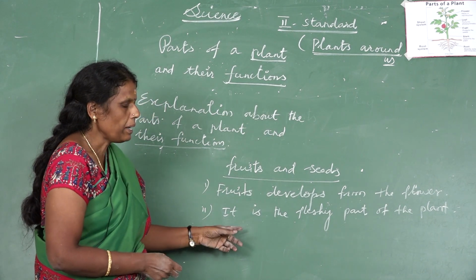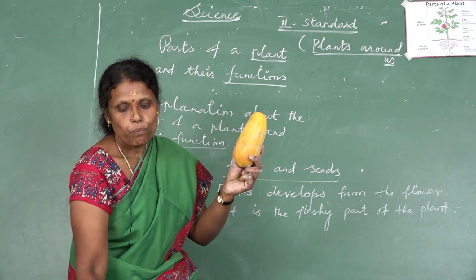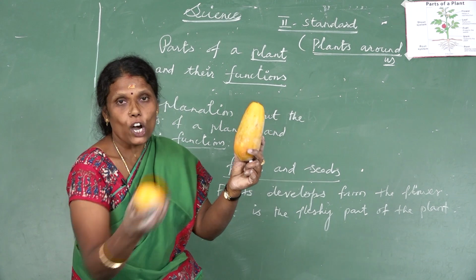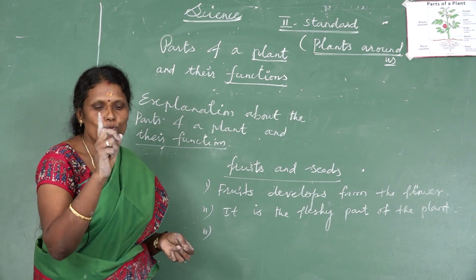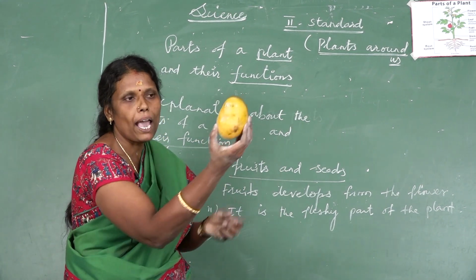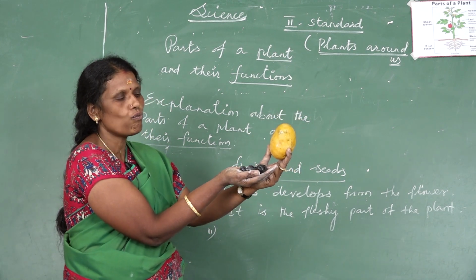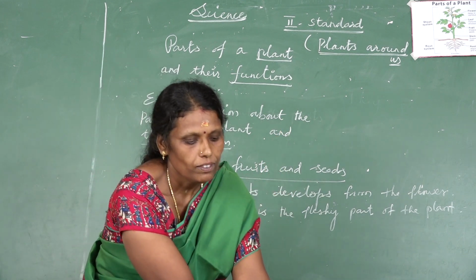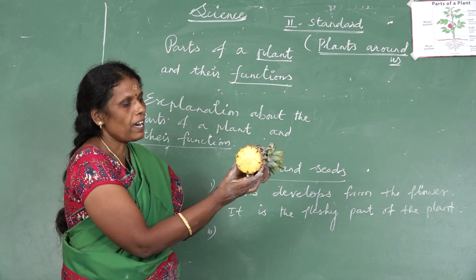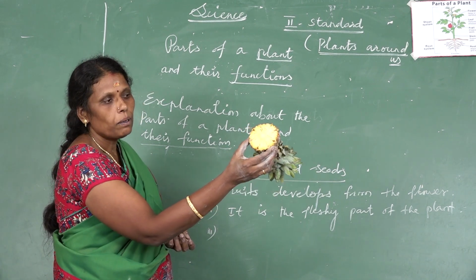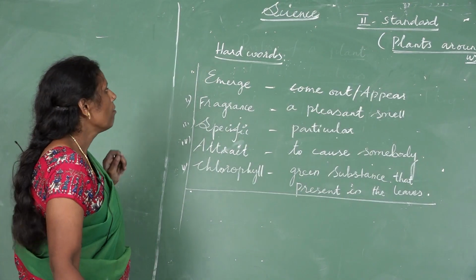Some fruits contain many seeds. For example, papaya, pomegranate and orange. Some fruits have only one seed. For example, mango and black plum. These fruits contain only one seed. Some fruits are seedless. For example, pineapple. Seeds are absent.